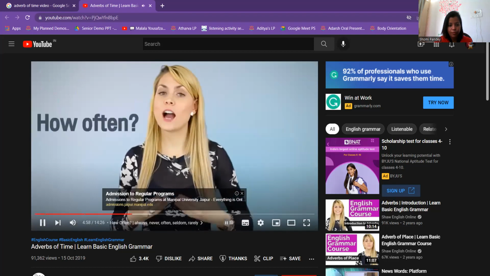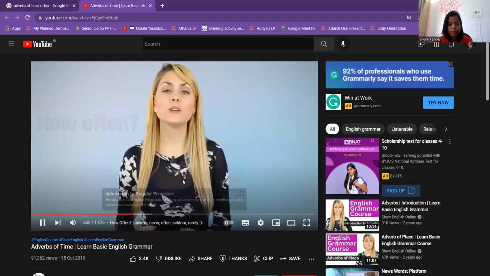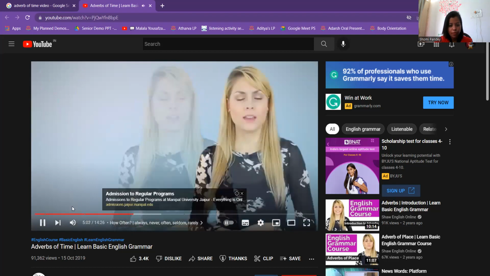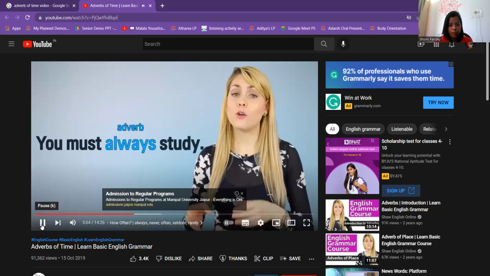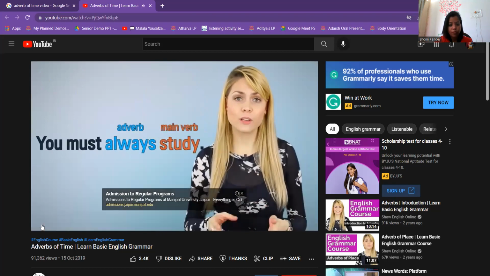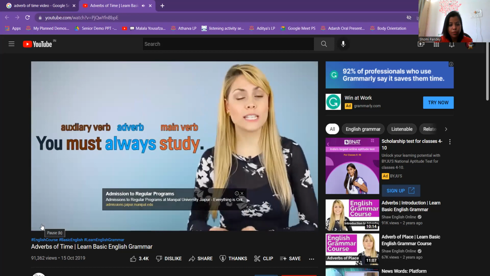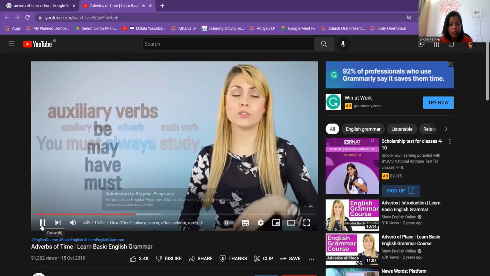Adverbs telling us how often express the frequency of an action. They're usually placed before the main verb, but after the auxiliary verb, such as be.